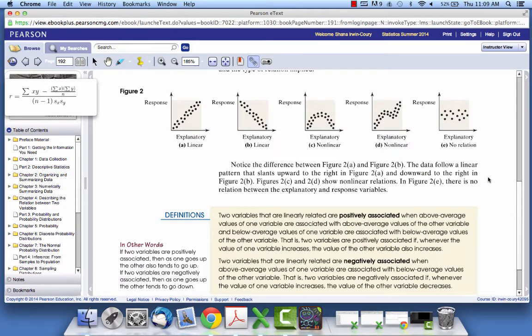This one is just like a blob. You can't predict one from the other. So on this x, the y's range like this. On this x, same range. On this x, same range. Knowing the x has no bearing whatsoever on the y, so they have no relation.